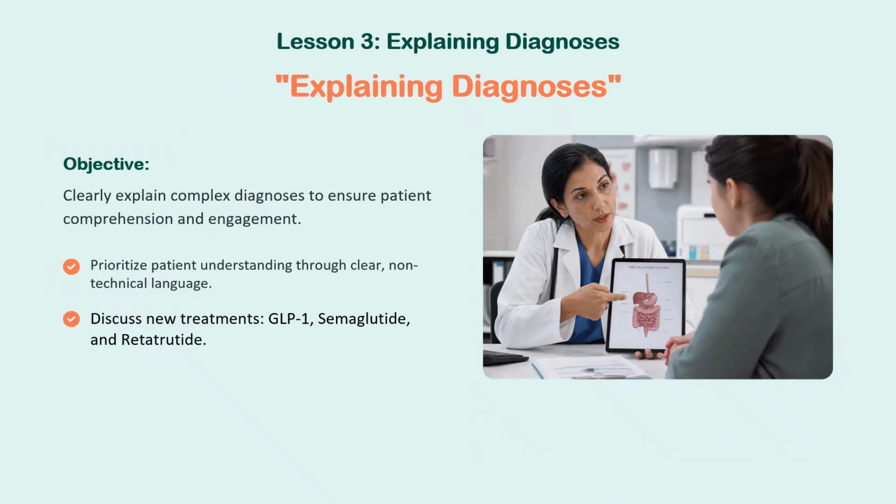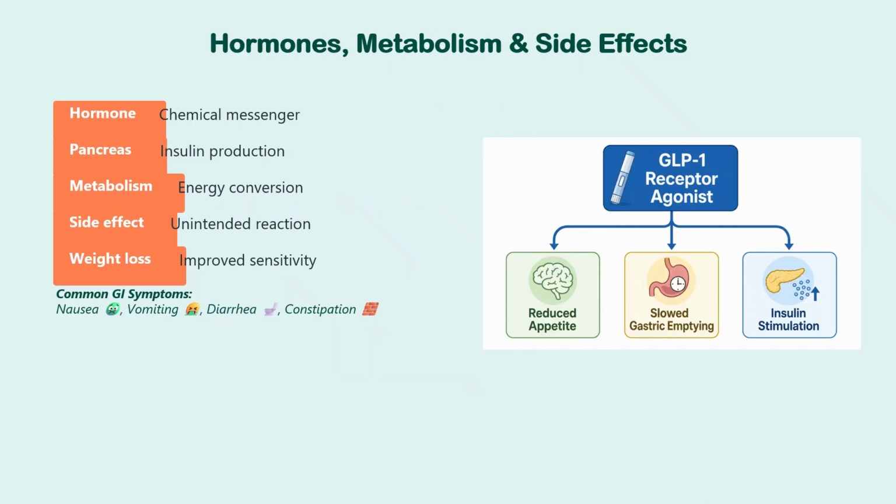Our third lesson, explaining diagnoses, focused on how to explain complex diagnoses, such as type 2 diabetes, clearly and understandably to the patient. We also explored new treatments. Key vocabulary to remember: hormone, a chemical messenger produced by glands. Insulin is an important hormone. Pancreas, the organ that produces insulin. The pancreas releases insulin after meals.